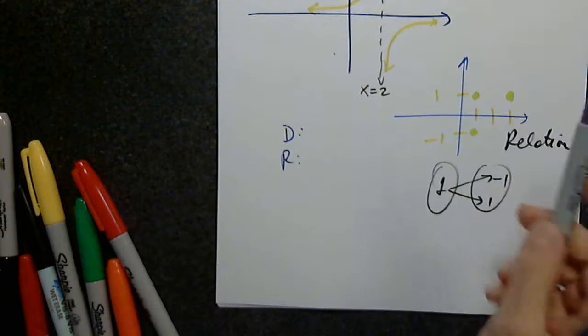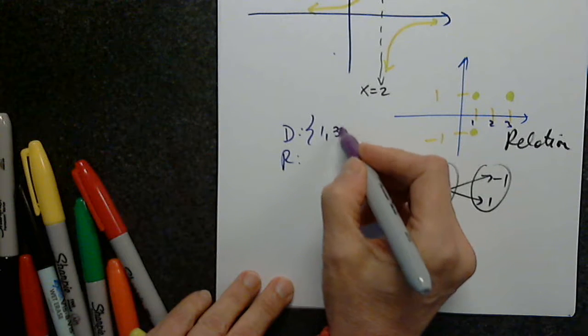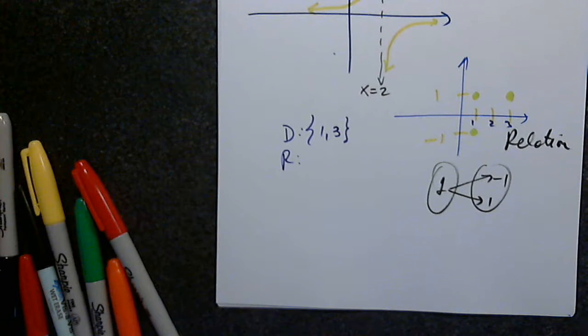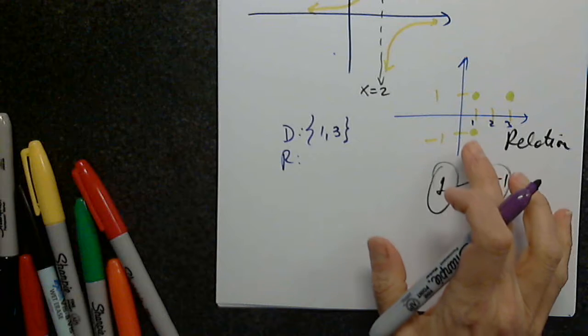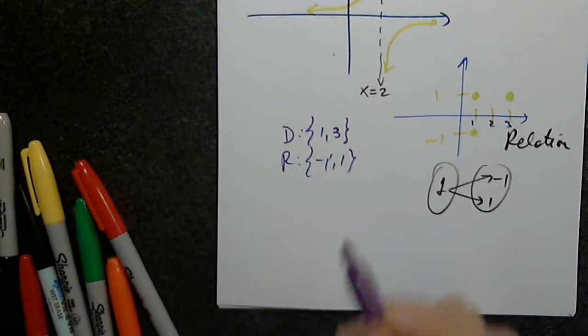X is, very good. Here's how we write it. We cannot write parentheses or brackets because that will mean everything in between, not just the endpoints, and that's not the case here. What about the range? So the range has -1 and 1 indeed. -1 and 1. Very good.